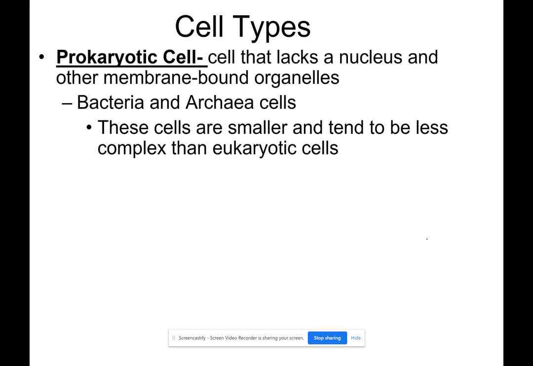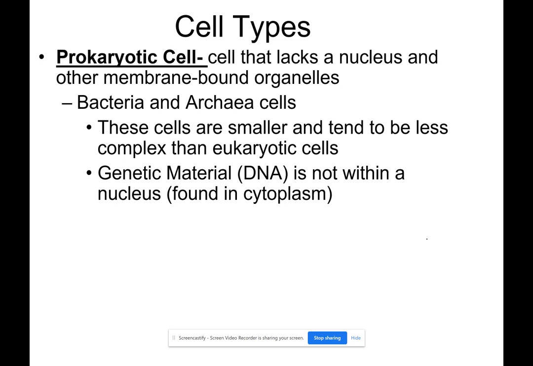I do want you to write down, you pretty much need everything from this slide. I do want you to know that prokaryotic cells are smaller, and they tend to be less complicated than eukaryotic cells. They do have genetic material. It's just not found in a nucleus. It's just found in the cytoplasm, floating amongst everything else in the cell.